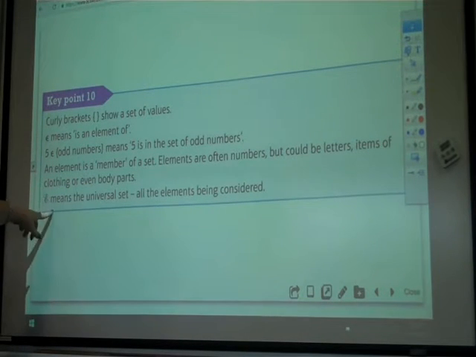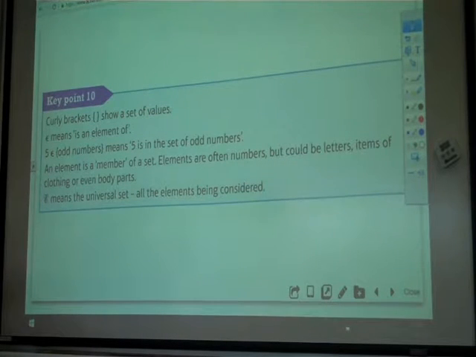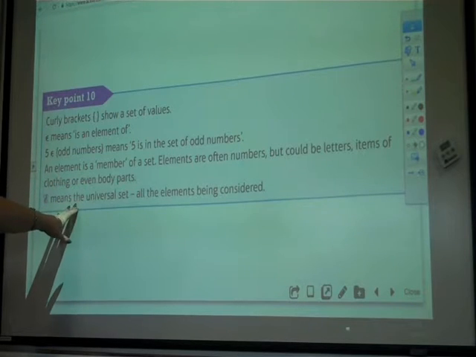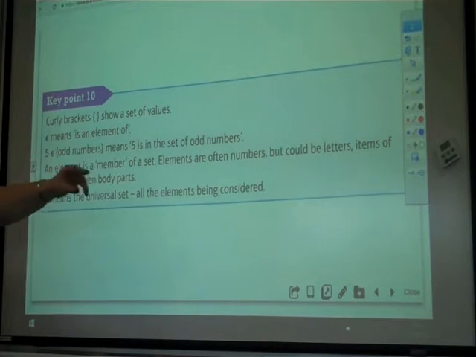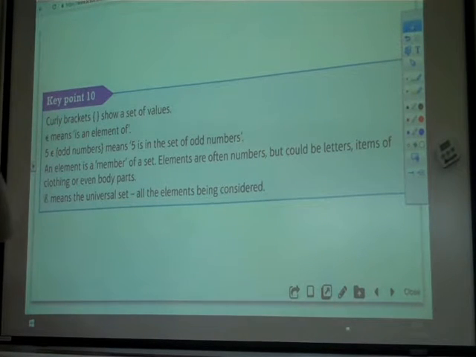And this little curly E means the universal set, so it means all the elements being considered. I think you're mostly going to get these questions with numbers. So for example, you might have a set of numbers from 1 to 20, and you might be picking out odd numbers or even numbers or prime numbers or square numbers. But that means all of the numbers you're looking at. Okay, happy so far?